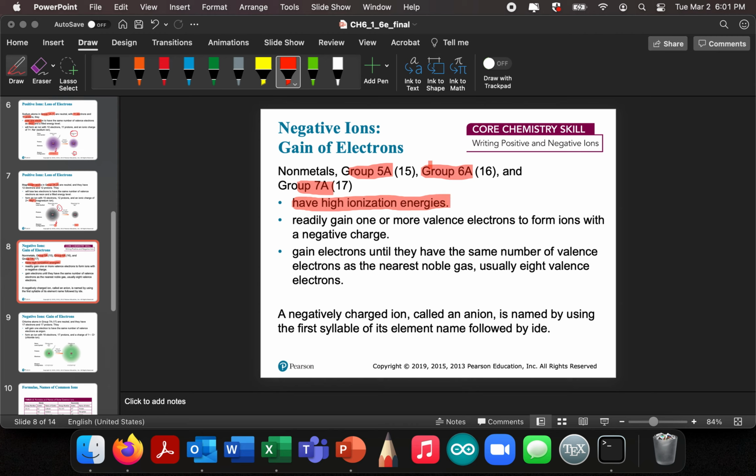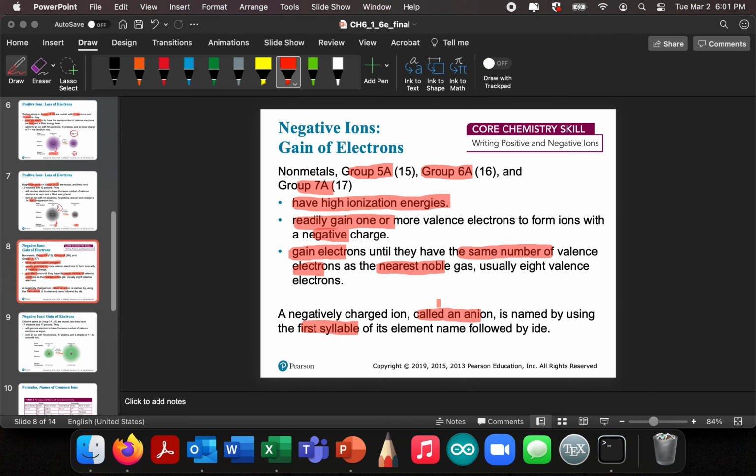They want to take an electron, so it's going to take a lot of energy to strip one away. It's basically not going to happen. They readily gain 1 or more valence electrons to form ions with a negative charge, okay? And then they're going to gain electrons until they have the same number of valence electrons as the nearest noble gas, usually 8, okay?